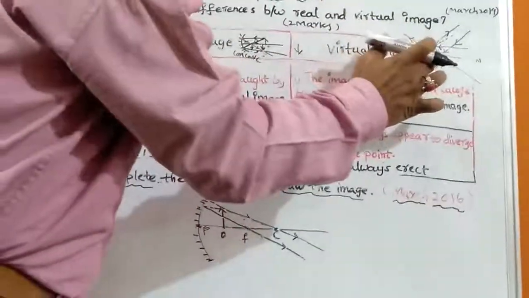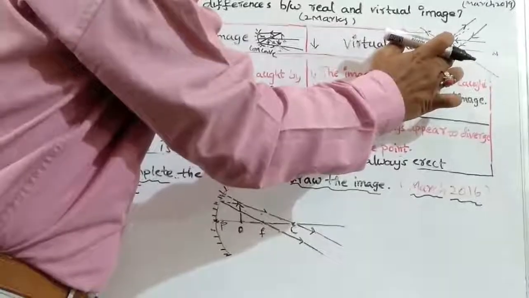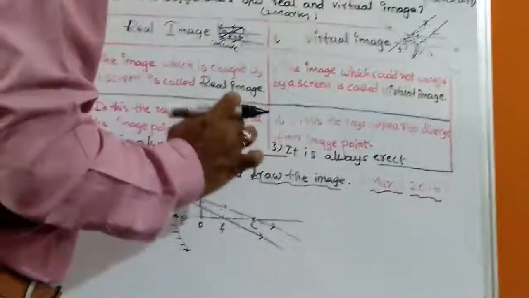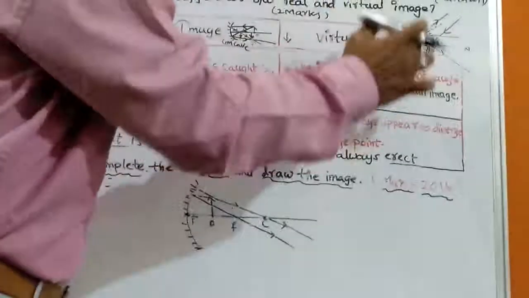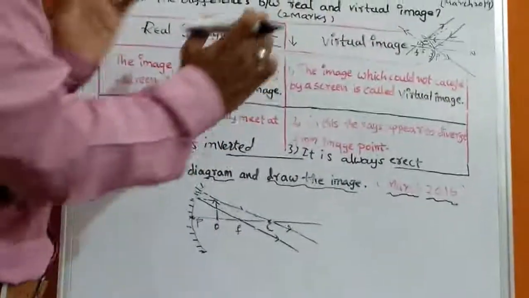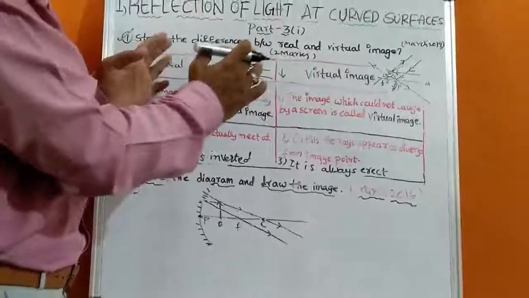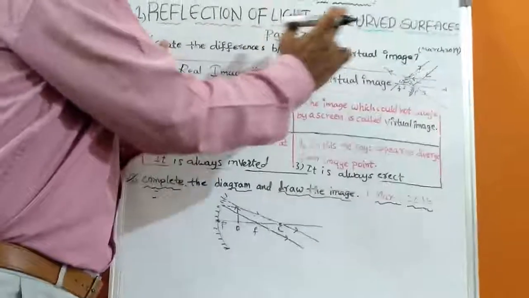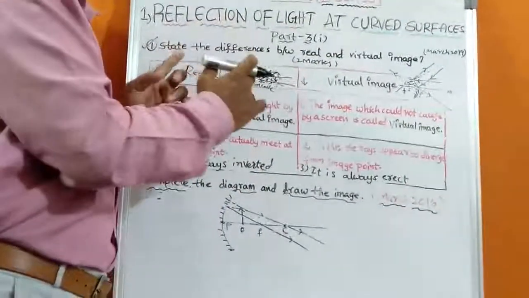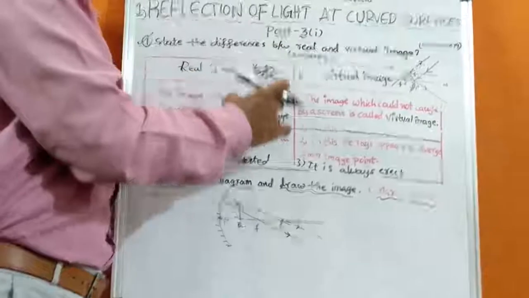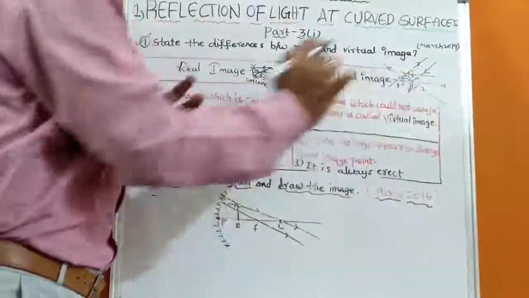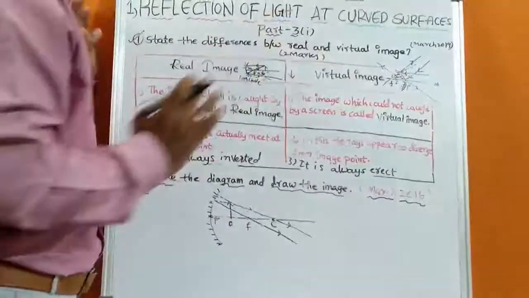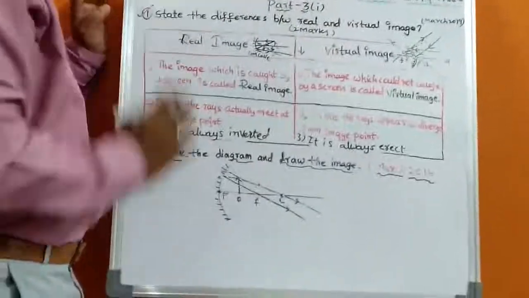We can observe the image here: a diminished image, and it should be erect. So in a virtual image we always get an erect image. By this we can understand, in the same way, the differences between the concave and convex mirror also. This is about the concave mirror and this is about the convex mirror. So this is the first question.